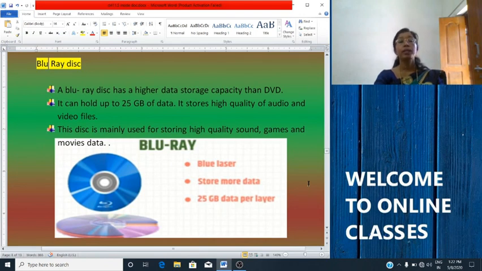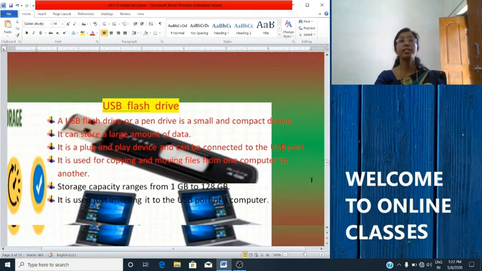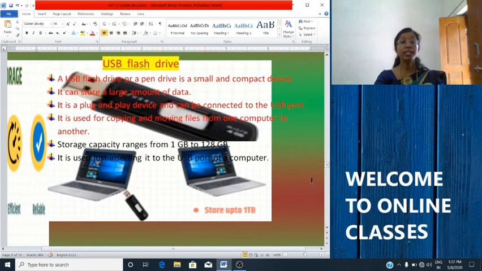Okay. Now, we will move to the next device, a most commonly used device nowadays. All of you have seen it. It is a pen drive. It is also called a USB flash drive. All of you have seen a USB flash drive now? Yes. A USB flash drive or a pen drive is a small and compact device. It can store a large amount of data.